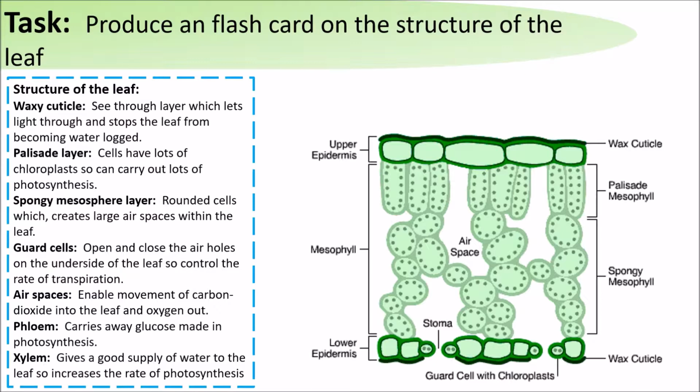Underneath that, you've got a palisade layer. The palisade cells have lots of chloroplasts in, as that's the layer that will get the most light, so carrying out photosynthesis. You've got a spongy mesophyll layer. Spongy mesophyll cells are rounded, so create large air spaces for gas diffusion. You've got phloem, which carries away glucose that's made in photosynthesis, and xylem that carries water up to the leaf, which is needed for photosynthesis.